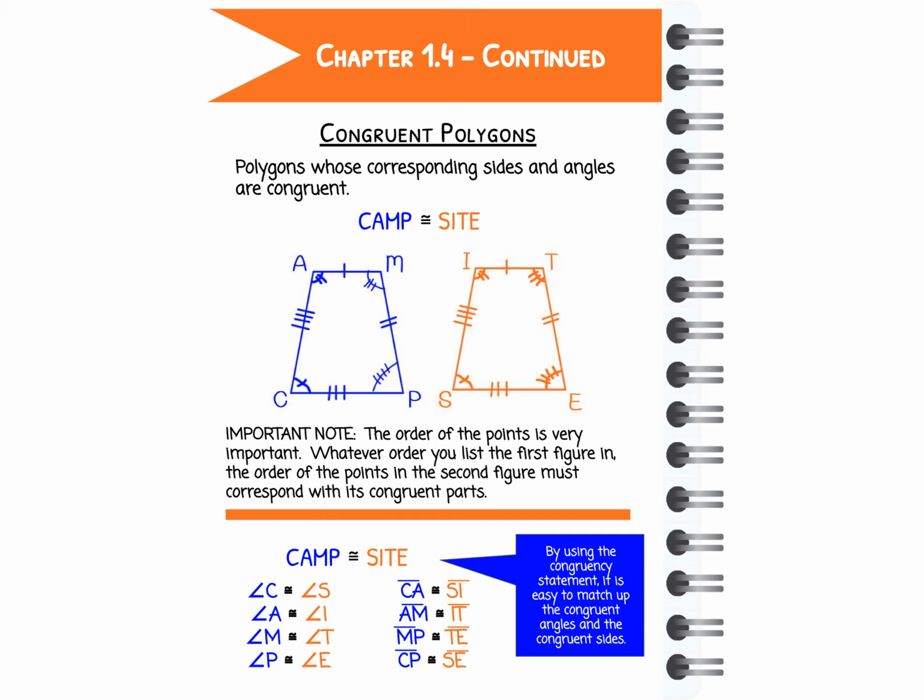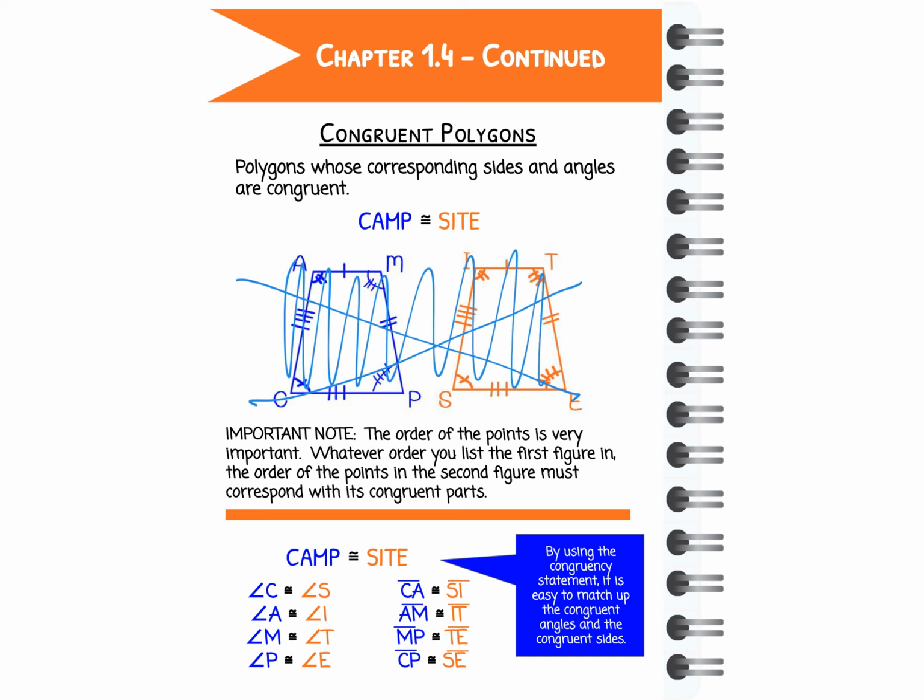But that order is super important because I can really cover up all of this. I can ignore this whole part here, and I can tell you that I have 2 quadrilaterals that are congruent. I can tell you which angles are congruent, and I can tell you which sides are congruent.